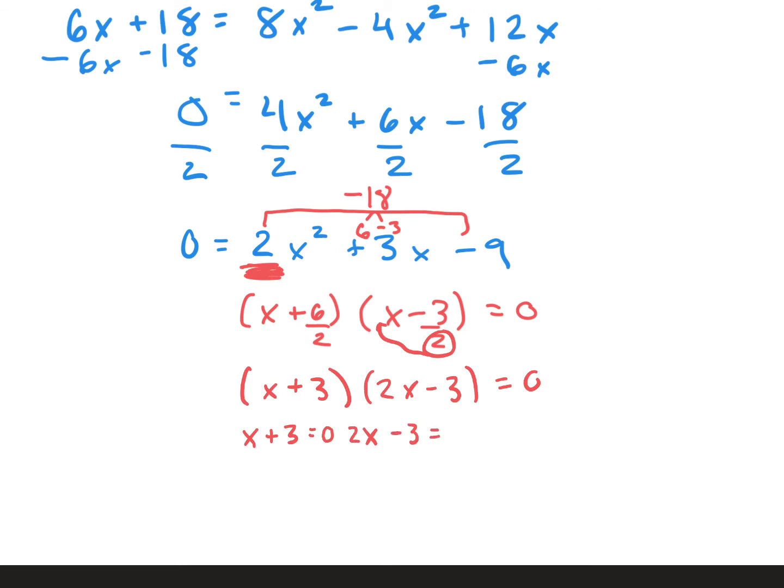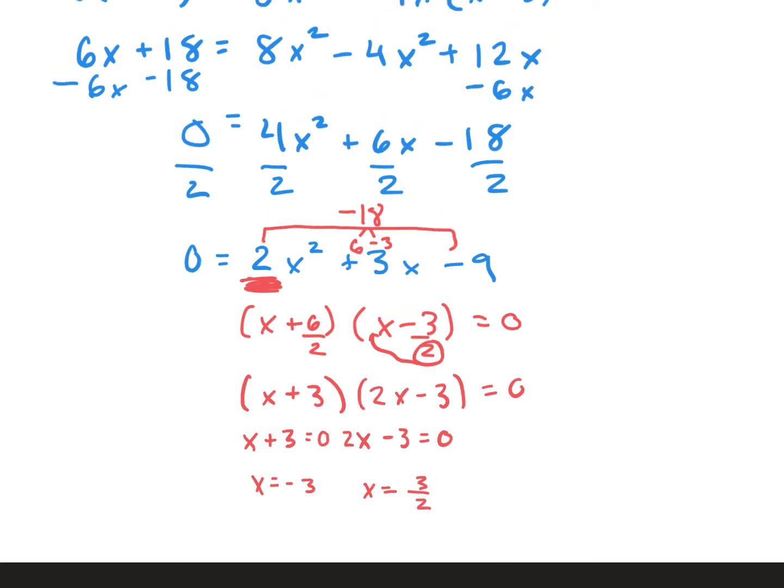2x minus 3 is equal to 0, and solve. So I get x is equal to negative 3, and x is equal to 3 over 2.